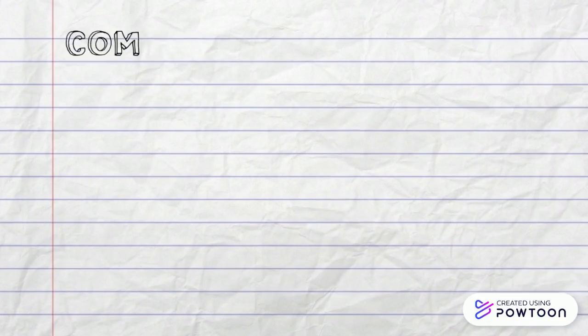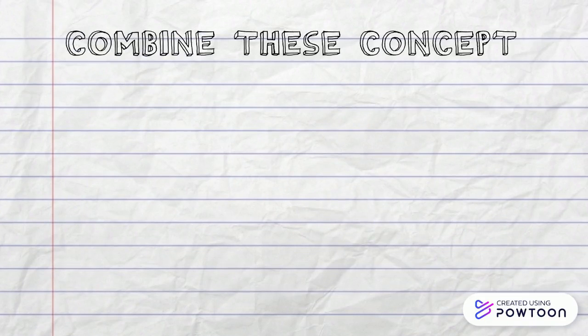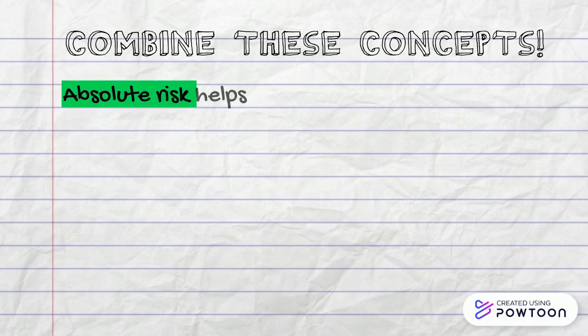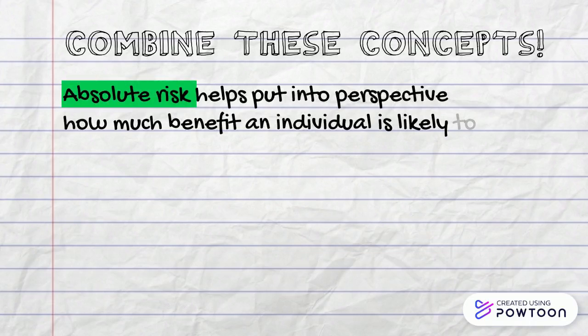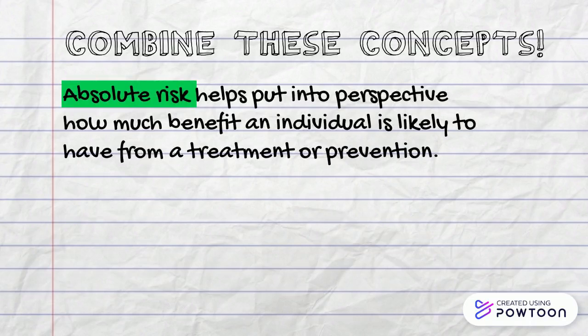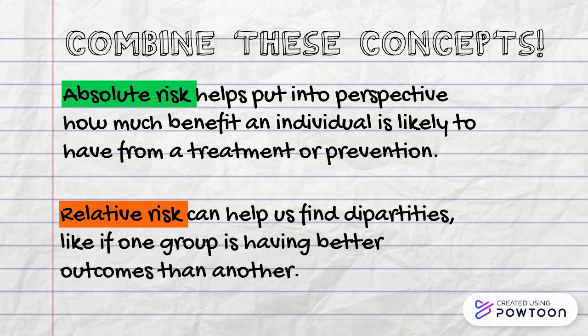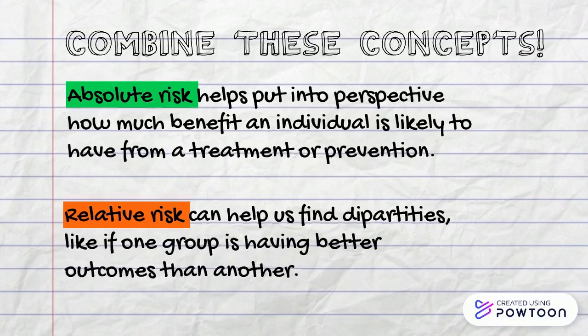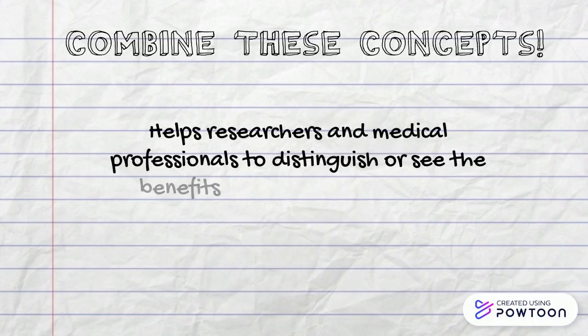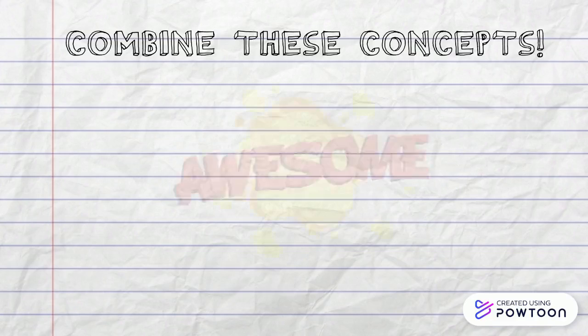So how do these two relate? Well, absolute risk helps put into perspective how much benefit an individual is likely to have from a treatment or prevention, whereas relative risk can help us find disparities, like if one group is having better outcomes than another. This can help researchers and medical professionals to distinguish or see the benefits of certain interventions.